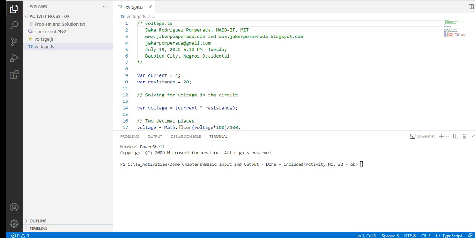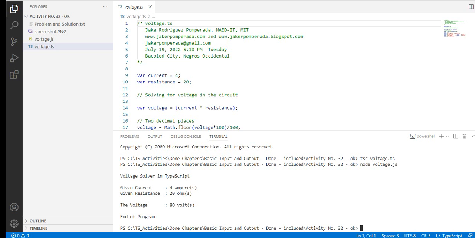Let us go to our Visual Studio Code to run the program. To compile, run tsc voltage.ts, enter. Let us wait for the compilation process to take place. Okay, to run, node voltage.js.